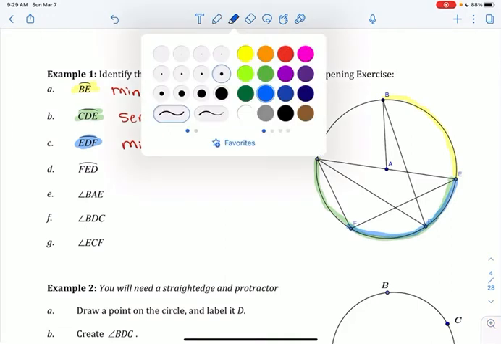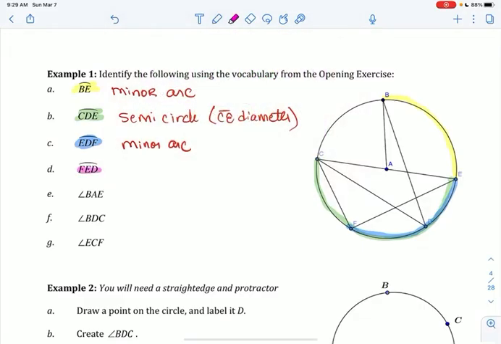Next one I have is arc FED. FED, so F, and then E, and then D. All right, so I can't go the other way from F to E because I would pass D, and E has to come first and then the D. So that is definitely more than 180 degrees, so that is a major arc.